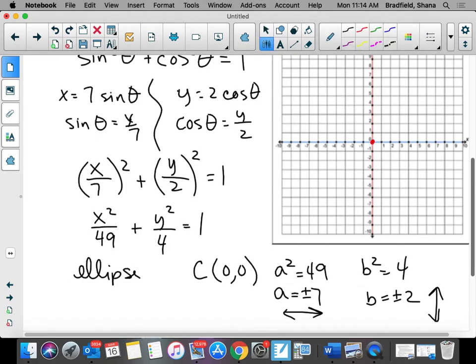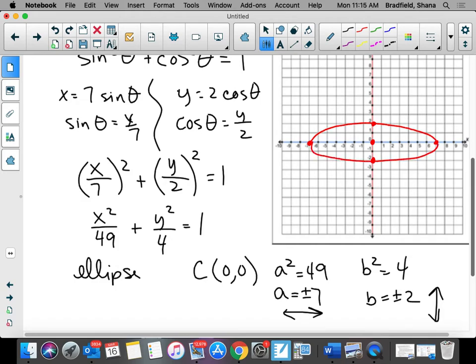All right, so center is 0, 0. We said it's going to go left and right 7 units. So those are my vertices, and from one vertex to the other, that's my axis, or major axis. And then I'm going to go up 2 and down 2 along my minor axis for the covertices. And again, because this is an ellipse, we don't have any asymptotes or anything like that. We're just ready to go, and we're going to graph. And we'll do the best we can, but it may not look perfect.